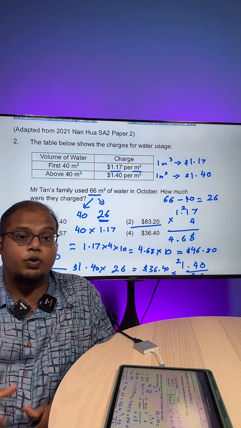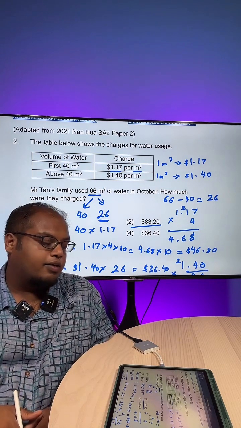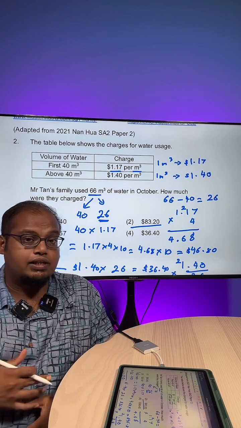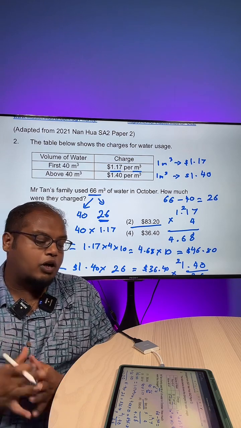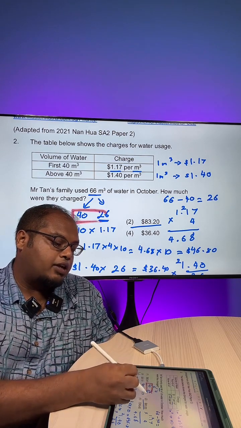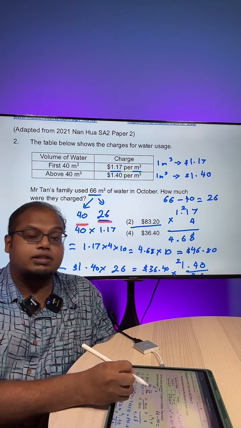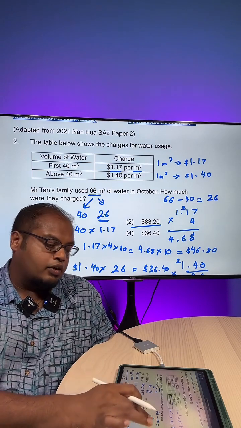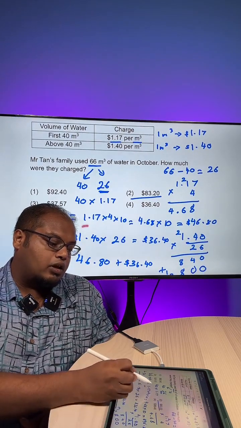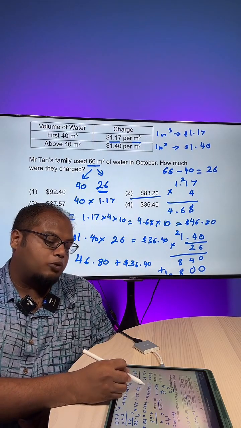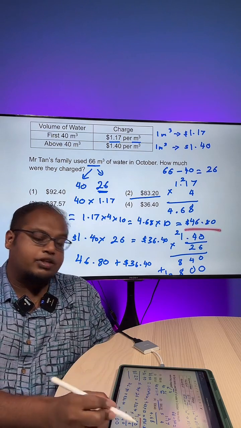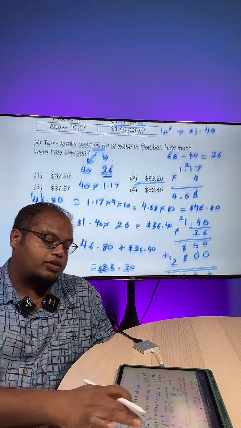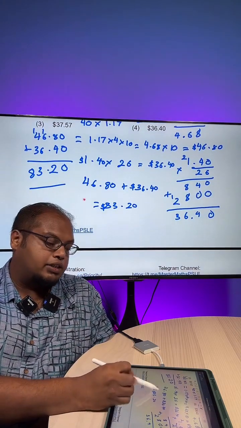So if the user only uses something less than 40, then you just calculate using $1.70. But here in this case, we got above 40, so you need to calculate separately. That's why you see here, I separate it 40 and 26. There you see I do the subtraction here. Then I did the first step, which is 40 times 1.17. I can split it up to times 4, then times 10. I got $46.80. The second part, $1.40 times 26, I got $36.40. Then I do my addition, and I got the answer.